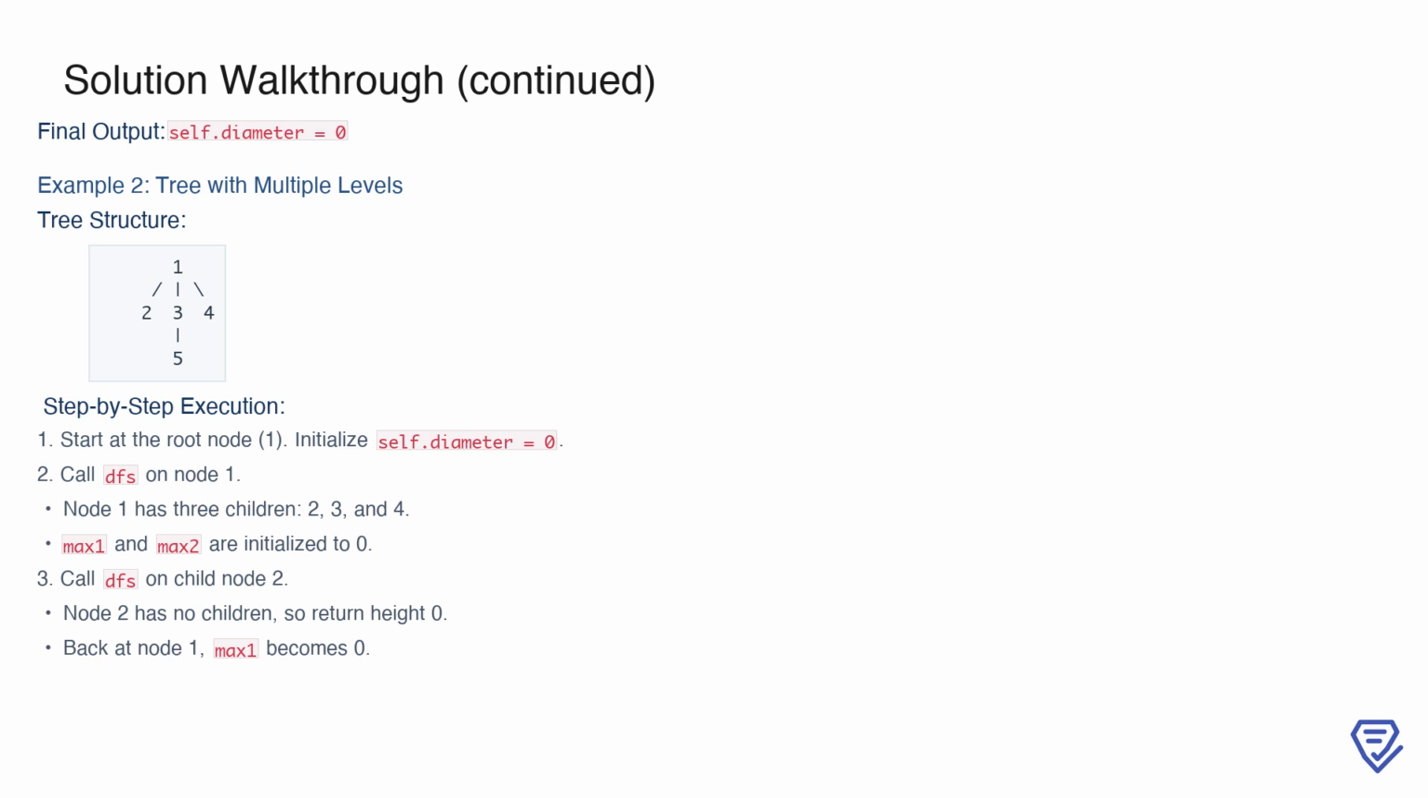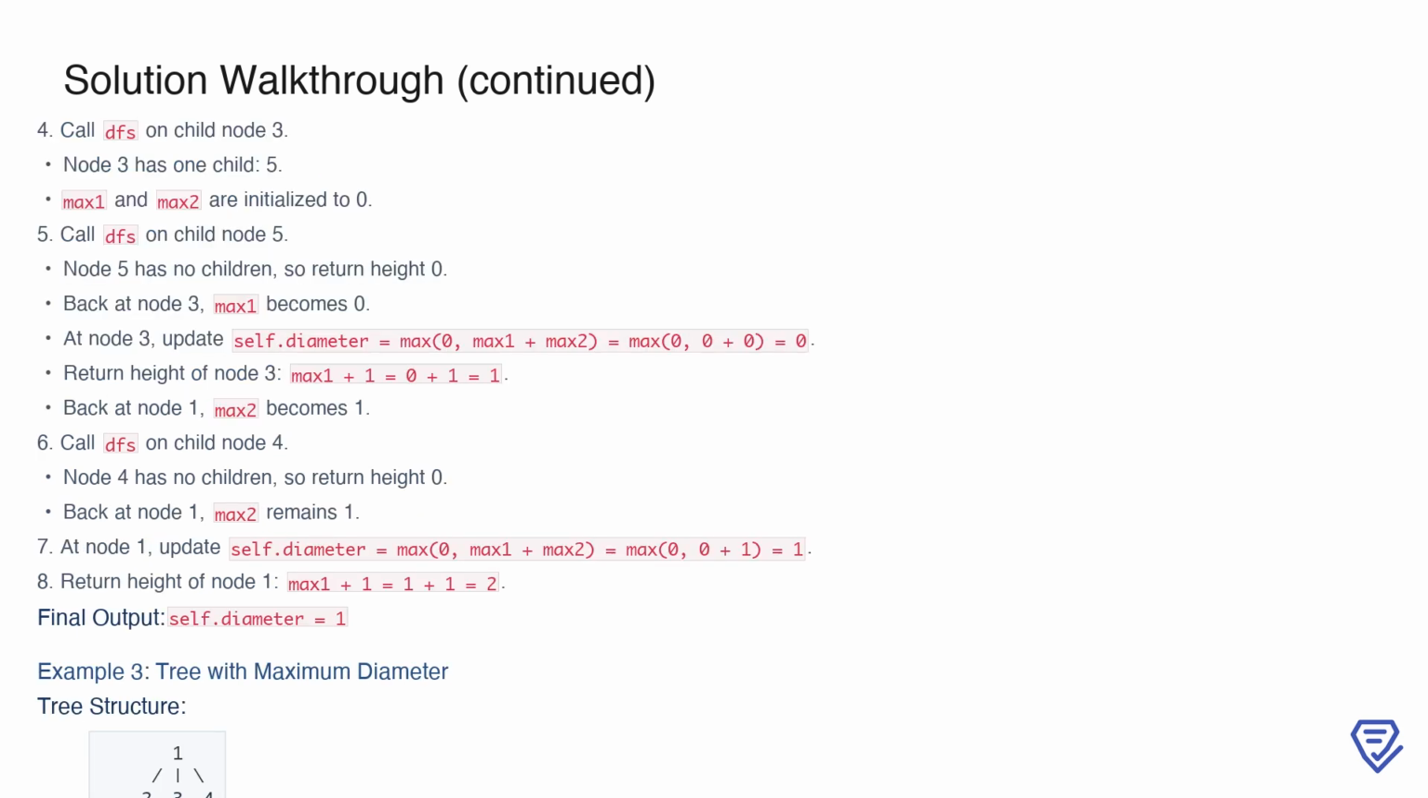Since node 2 has no children, its height is 0, and we return this value. Back at node 1, max1 is updated to 0, which is the height of node 2. Next, we explore child node 3. Node 3 has one child, node 5, so we need to calculate the height of node 5 first. Node 5 has no children, so its height is 0, and we return this value. Back at node 3, we update max1 to 0, which is the height of node 5.